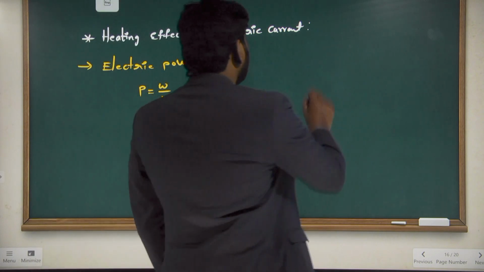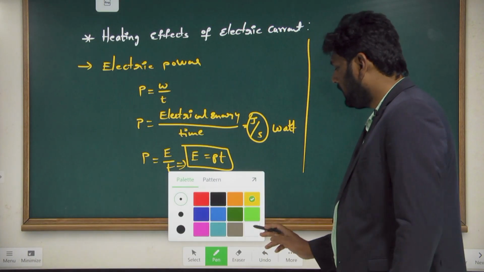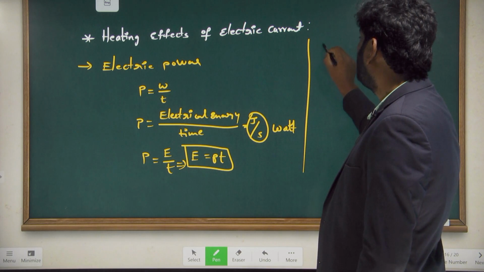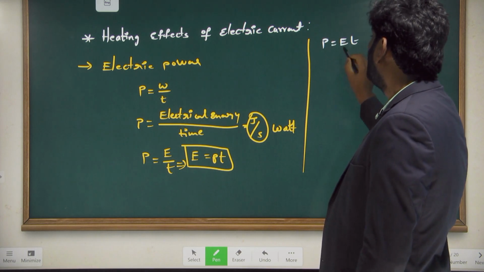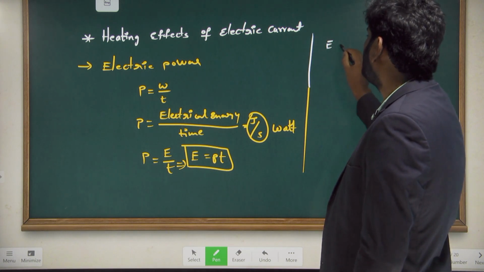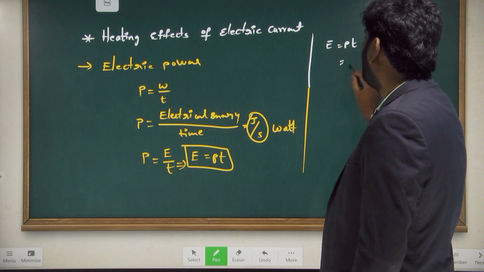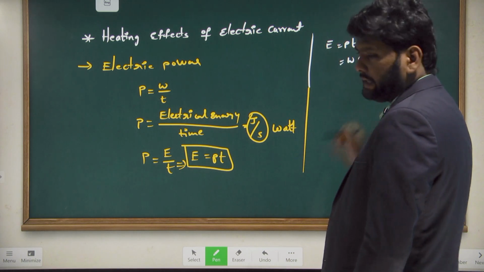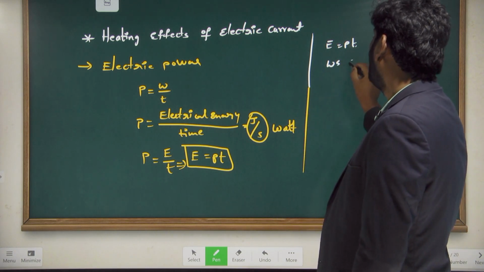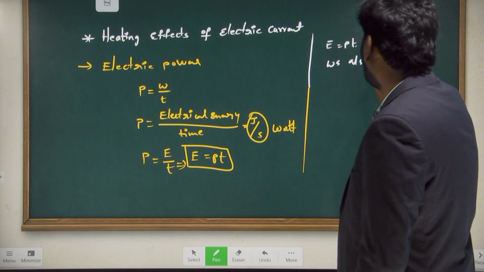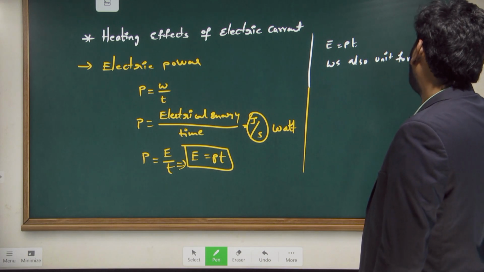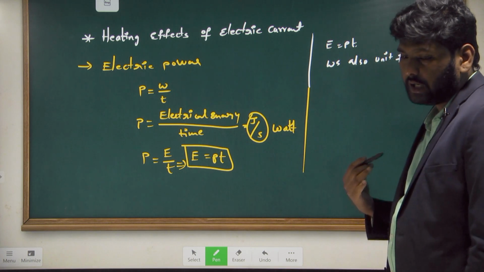But here, based on this formula, we have units for the power and units for the electrical energy. Energy is equal to power into time. Here power units are watt, time units are second. Watt second is also a unit for energy. And not only watt second, we have other units also.